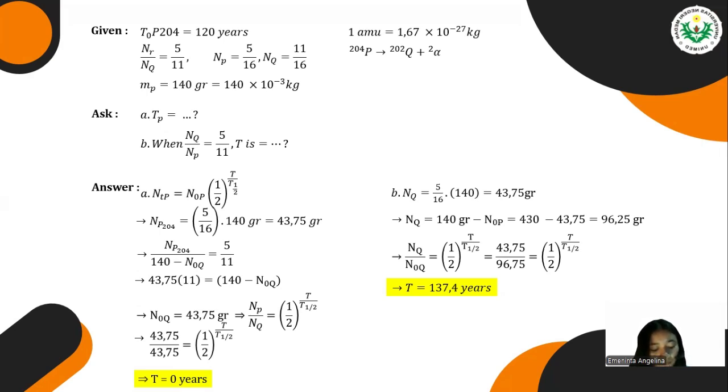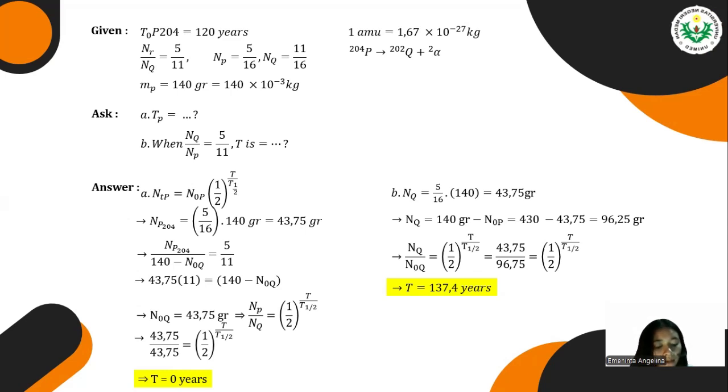And in the problem, it says that MP is equal to 140 gram or 140 times 10 to the power of minus 3 kilogram. 1 amu is 1.67 times 10 to the power of minus 27 kilogram. And the reaction is about 204P making a reaction and becoming 202 of Q plus alpha rays.